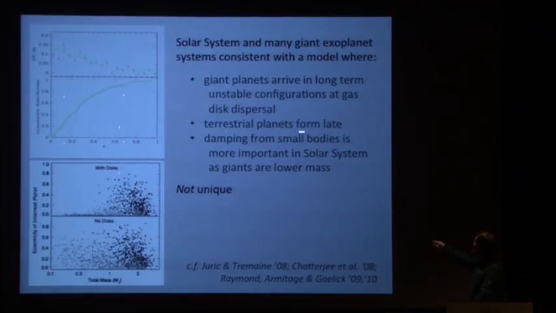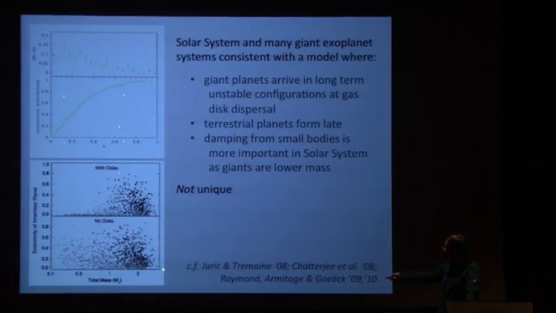As I was just mentioning, that the terrestrial planets form late, and then a connection between the extrasolar planets and the solar system can be made if we assume that there's damping from these small bodies out in the primordial Kuiper belt, and that damping is more important in the solar system, where the giant planets are of relatively low mass, than in extrasolar planetary systems, where at least out on those large scales, we're generally talking about somewhat more massive giant planets. So that's what's shown in this plot at the bottom from work that I did with Sean Raymond.